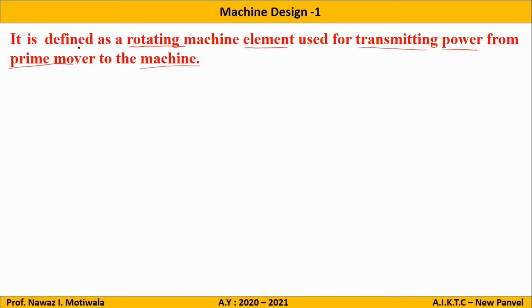Now, in this, the terms rotating machine element are familiar to you. It should be a rotating element. Then used for transmitting power, that is also known to you. What do you mean by from a prime mover? Prime mover. So let us take an example of a lathe machine.